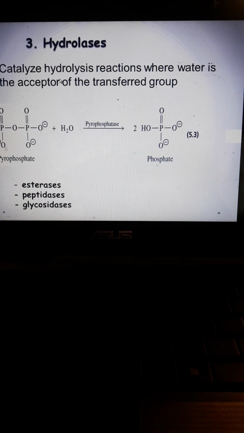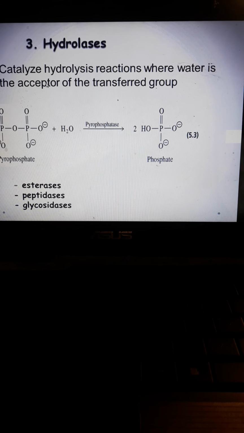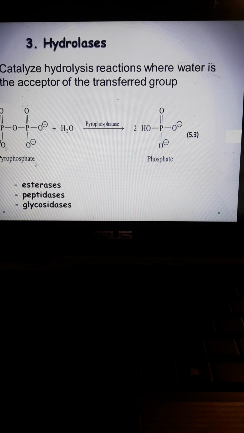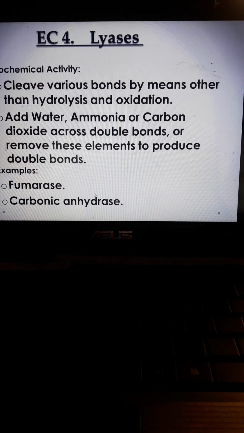Hydrolases catalyze hydrolysis reactions where water is the acceptor of the transferred group. For example, pyrophosphate plus water, the enzyme is pyrophosphatase, and there is formation of the phosphate group. Examples are esterases, peptidases, and glucosidases.